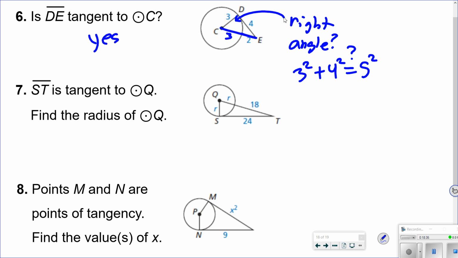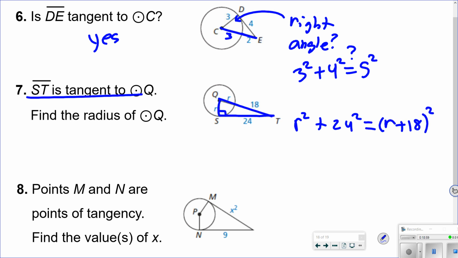This one's the opposite. This one tells us that it is tangent. So we know it's a tangent line. So we know that's a right angle. And once we define the radius, this could be similar to the other one. I'm going to take r squared, that side squared, plus 24 squared. And that has to equal that entire side squared. So that's r plus 18 squared. So this would be r squared plus, grab your calculator, plug in 24. 24 squared is 576.